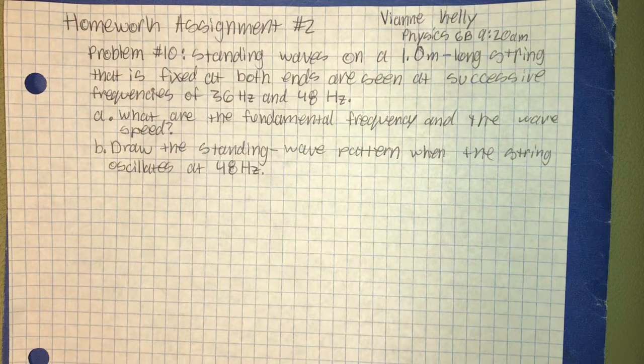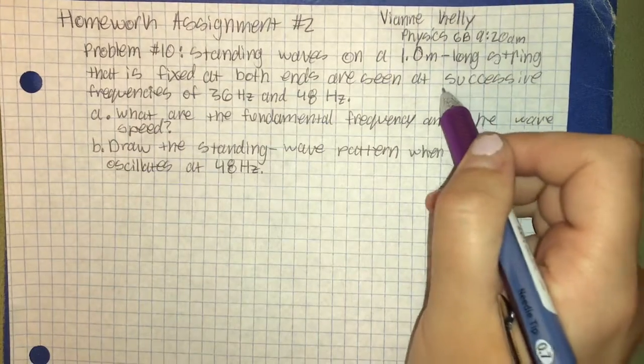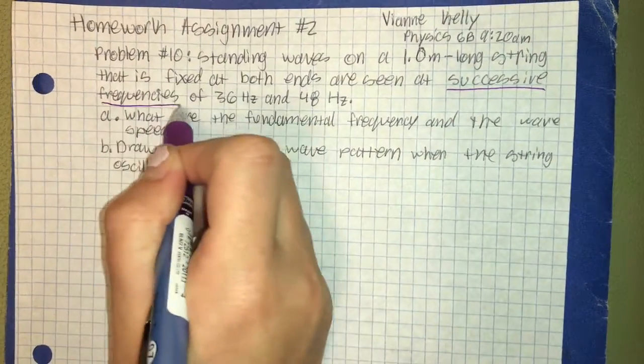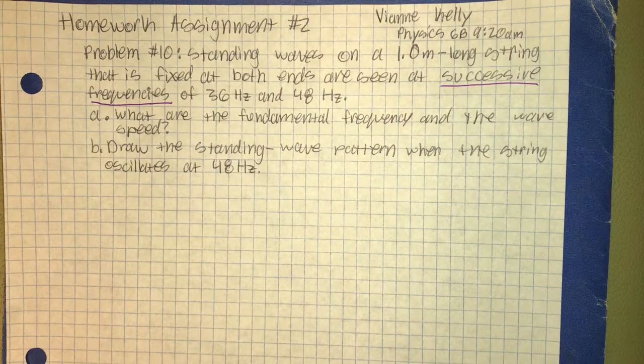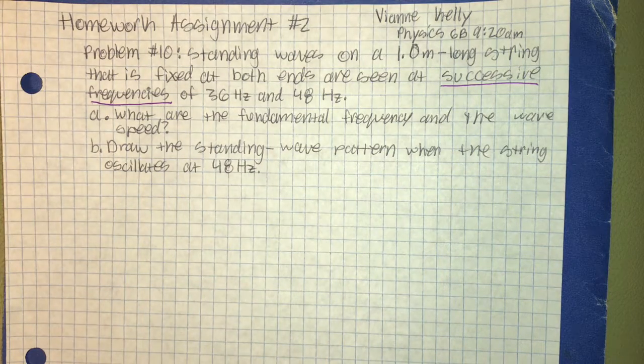So, reading this problem, you can notice that it says successive frequencies, which means that these frequencies can exist on the string at those two frequencies, but there are no frequencies in between. So it's one following the other. And if you know the meaning of fundamental frequency, you know that 48 and 36 are multiples of the fundamental frequencies.